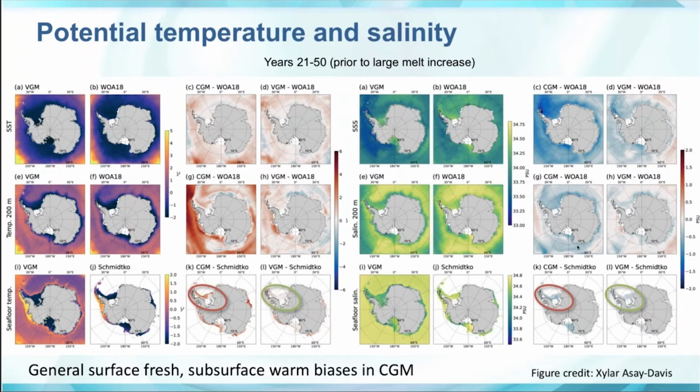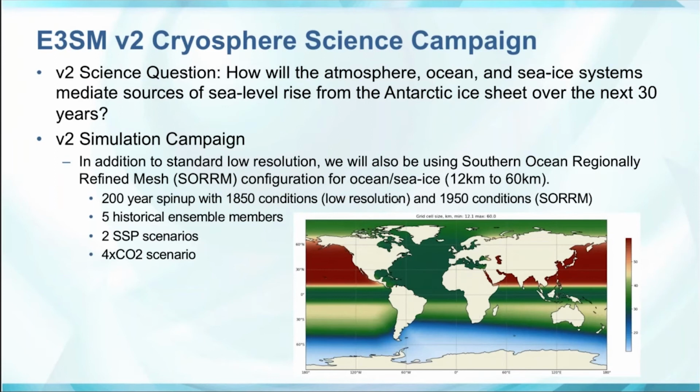Similarly, I'll focus on the salinity biases, but really it's the surface fresh bias that's quite strong in the CGM simulation, that's significantly lessened in the VGM simulation. And so that's all I want to say about the V1 campaign, and I want to focus the rest of the time on how things are looking for V2.